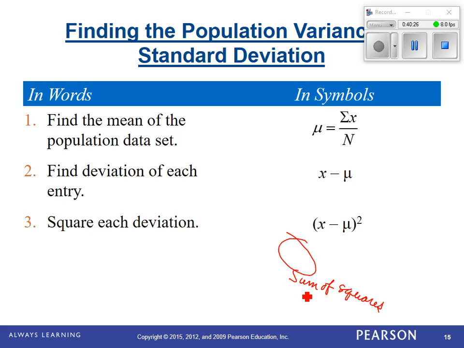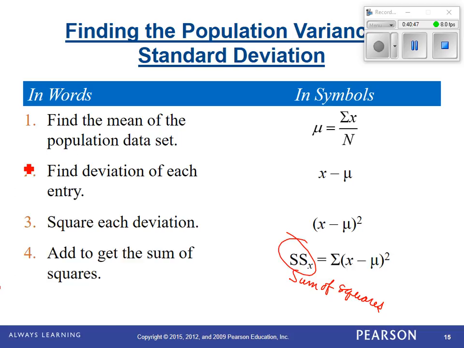Then we're going to add all those up. 6.25, 8.5, 8.75, 9, 11.25, 17.5 is the sum of all those.